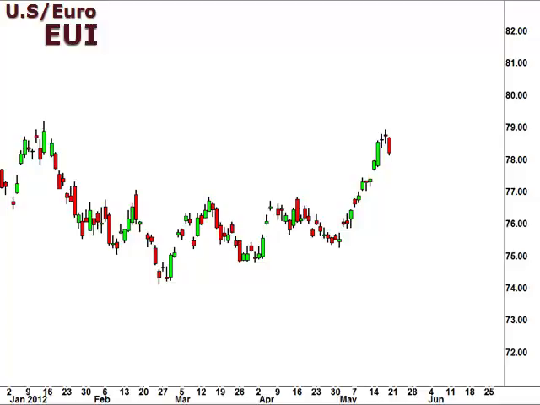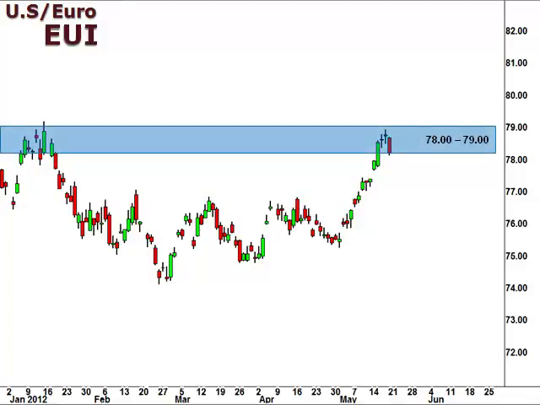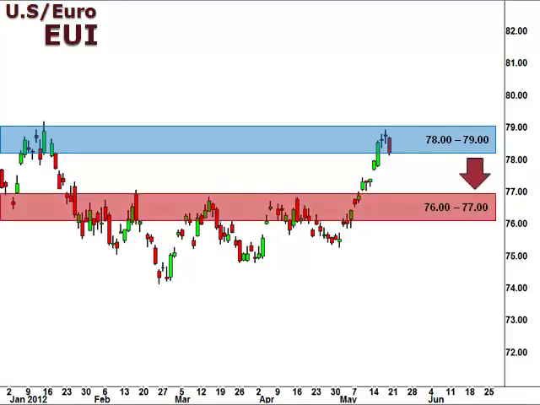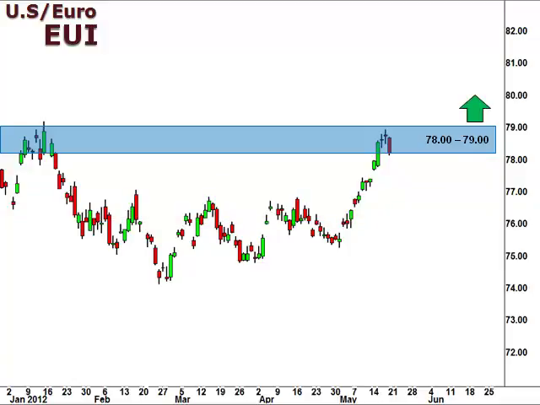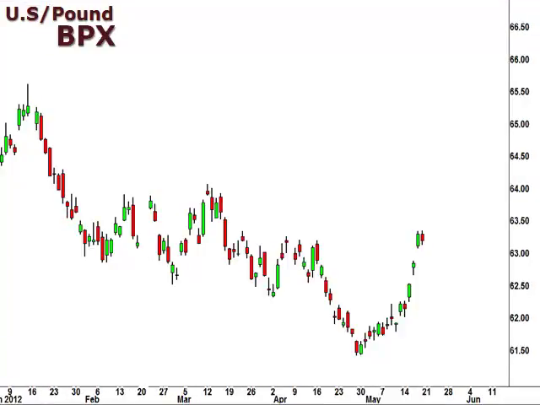Next up, the US dollar versus the euro as seen here in the EUI. Well, the EUI hit 79 and pulled back last week as this level is a key resistance. We may see a pullback that tests 77 as support. However, the trend is strong to the upside, and a break above 79 should signal a continuation higher.